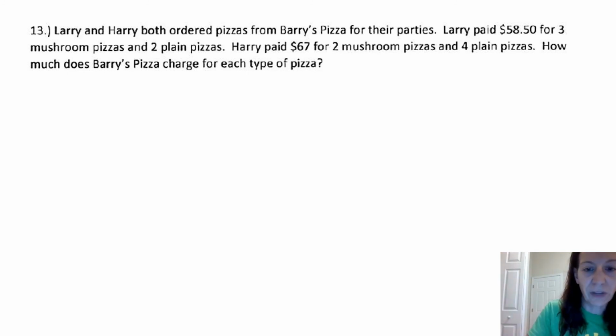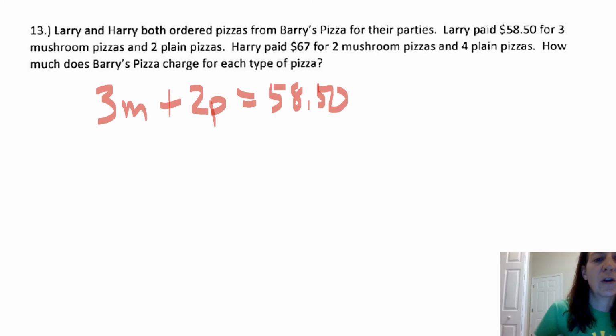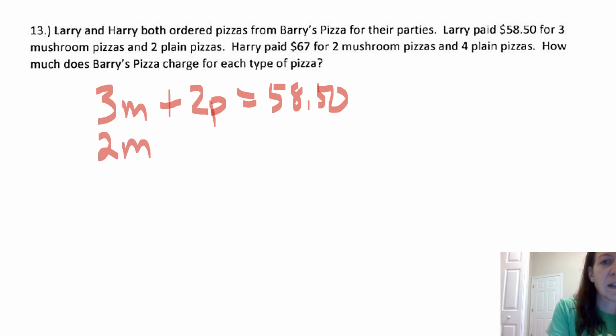All right, so here's how we do this. So we've got good old Larry, and Larry's buying some pizzas from Barry. And Larry buys 3 mushroom pizzas. Oh, I have the highlighter still turned on. And he buys 2 plain pizzas. And the total for that is $58.50. Now notice the reasoning here. 3 pizzas times the cost of a mushroom pizza. And then you add to that 2 pizzas times the cost of a plain pizza. And that gives you the 58.50. So that's why the equation comes out the way it is. And then Harry is getting 2 mushroom pizzas and 4 plain pizzas, and that is costing him 67.